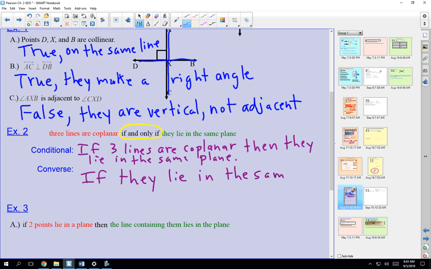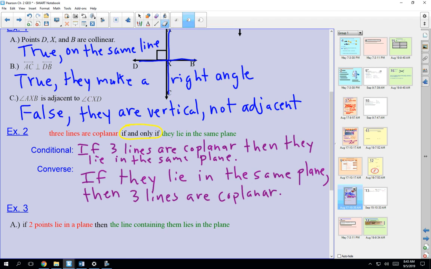So we're taking the green part of that. Don't know what I'm talking about yet, but if they lie in the same plane, then 3 lines are coplanar. If they lie in the same plane, then 3 lines are coplanar. It would be okay to say if 3 lines lie in the same plane, then they are coplanar.